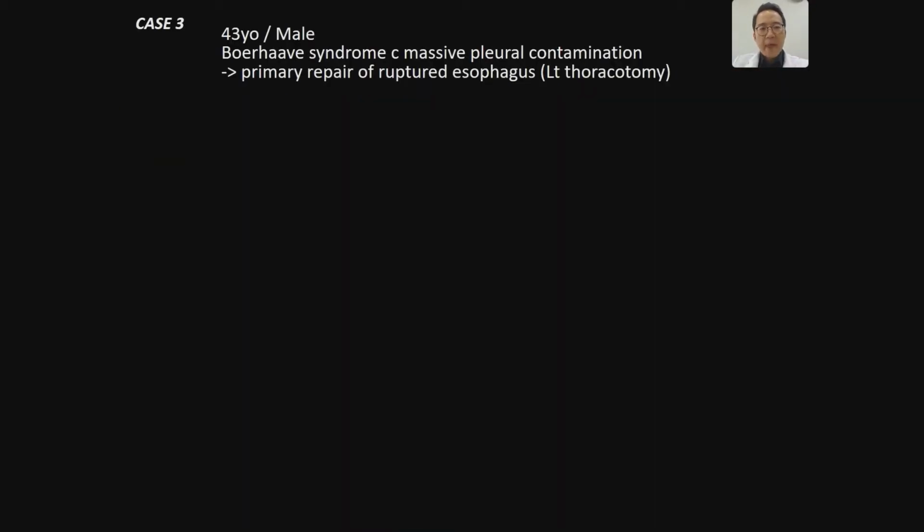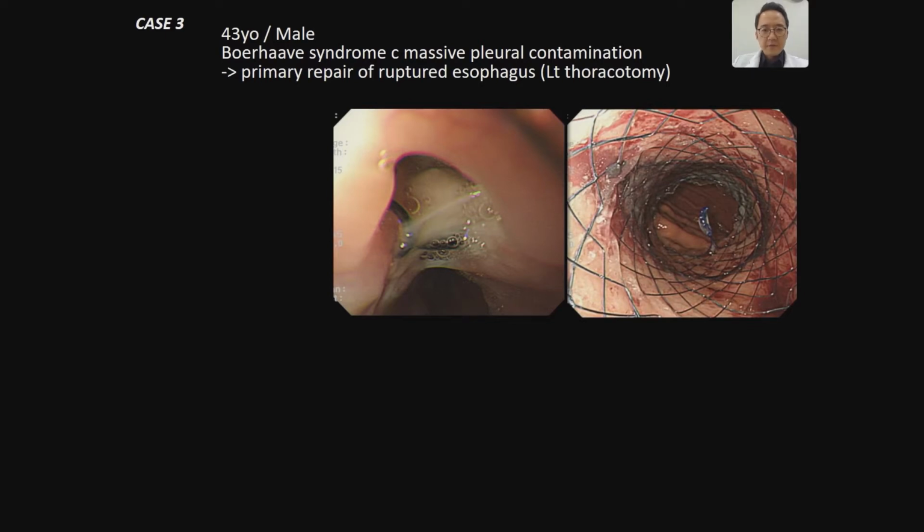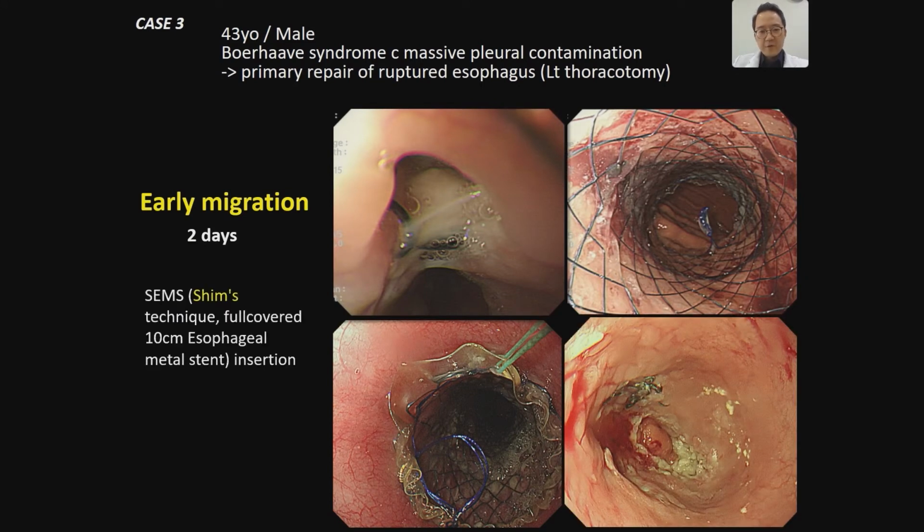And the fourth case is a 43 years old male. He has Boerhaave syndrome. So primary repair of the ruptured esophagus was done. But after surgery, there is a leakage here. So I inserted the stent, but 2 days later, early migration occurred. So I changed the stent using the Sims technique. And after 4 weeks, the defect was healed with reepithelialization.